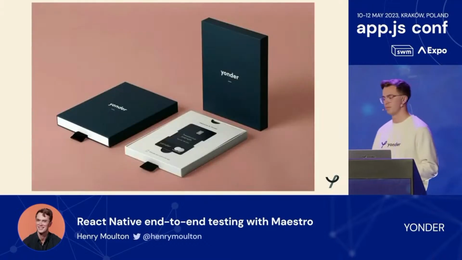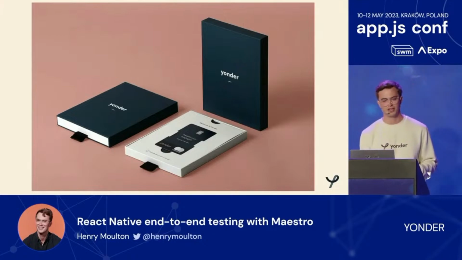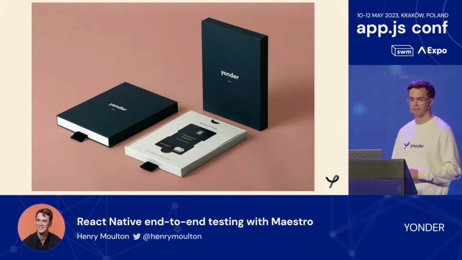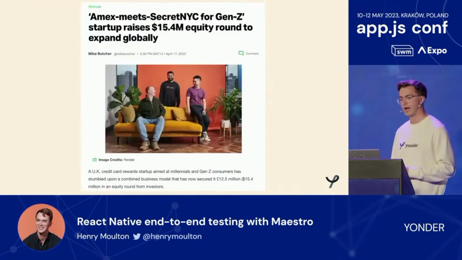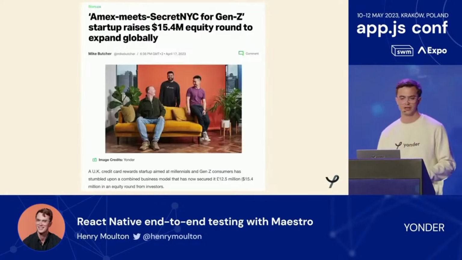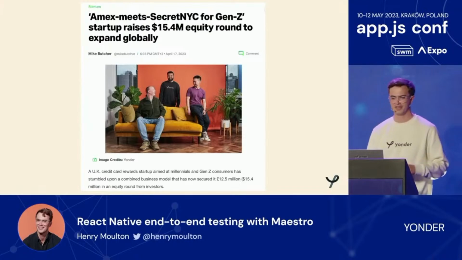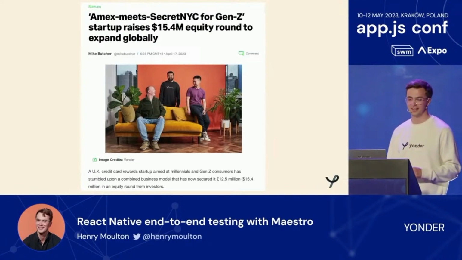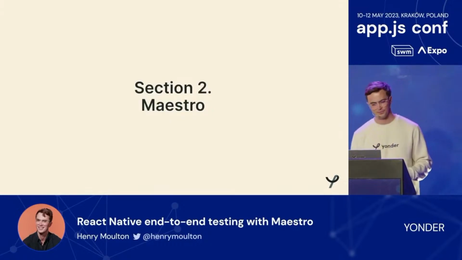Yonder's initial proposition is quite a premium card. If you've come across an Amex Gold, or maybe in the US, a Chase Sapphire Reserve. But we're going to be launching multiple products over the lifetime. We're happy to announce we've just raised our Series A. TechCrunch called us Amex meets Soho House NYC for Gen Z. I'm not too sure what that means. But I can tell you, at Yonder, we're really committed to making really, really great React Native apps.